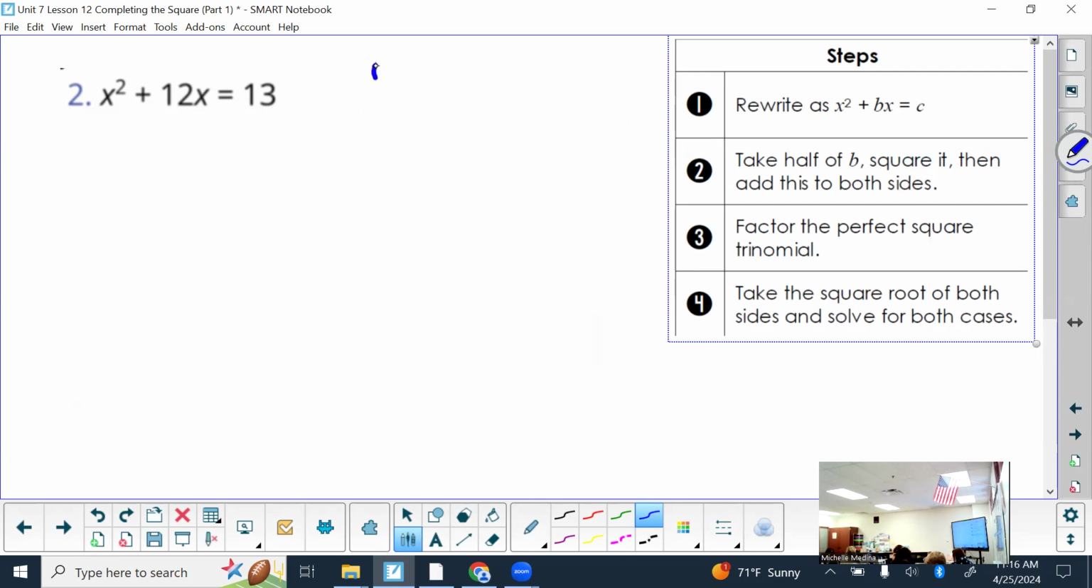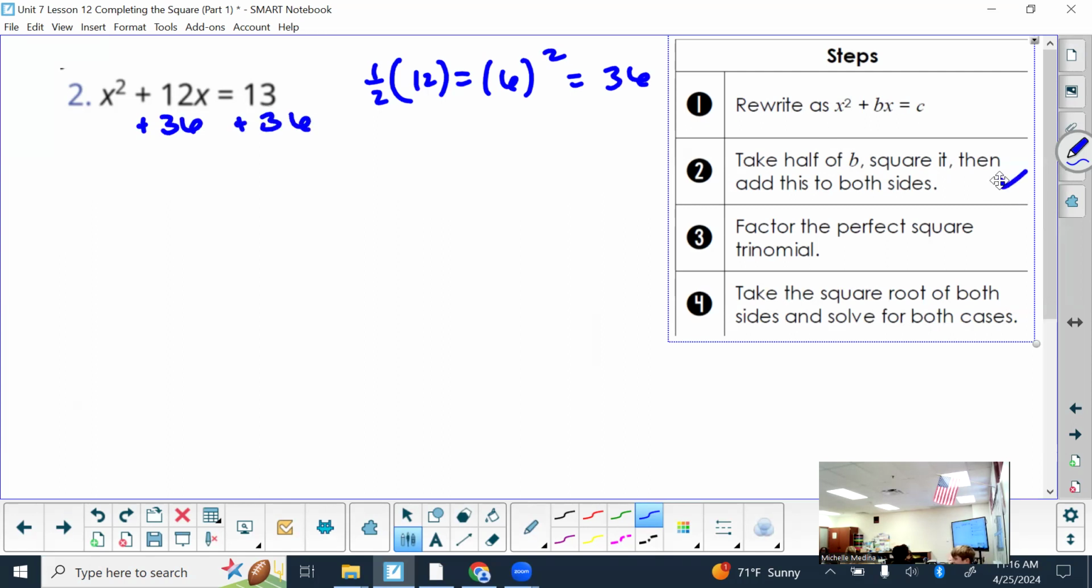Where you take half of b. What's b in this problem? What's half of 12? So we're taking half of b, squaring it, because that's what it says next. What's 6 squared? 36. And then adding it to both sides of the equal sign. That's exactly what the step says. We could talk later about why it's that, but if you just follow the step, you'll be fine. What that does is it creates a perfect square trinomial on the left side that will be really easy to factor.